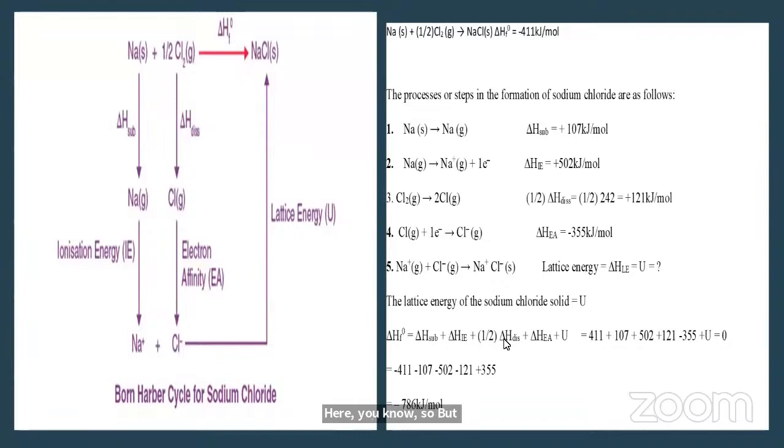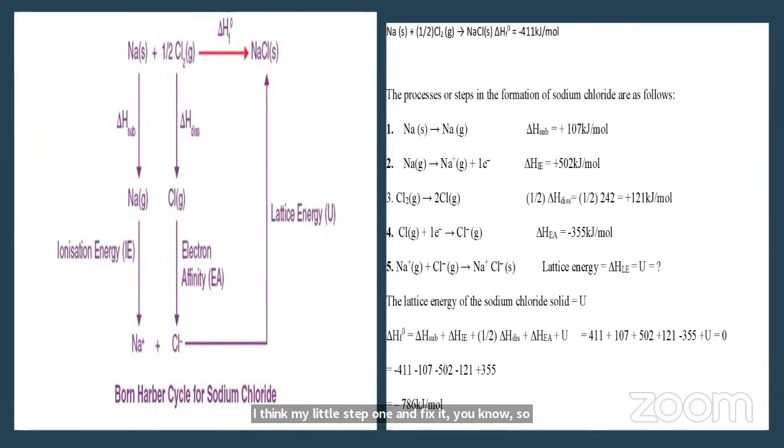But if it's a case where it is one atom, you don't need to put half. So half depends on what you have and what is happening here. Plus, this is the electron affinity plus your lattice energy. So if you add up all of these things, you're going to have that the lattice energy is, I think, minus 788 kilojoules.